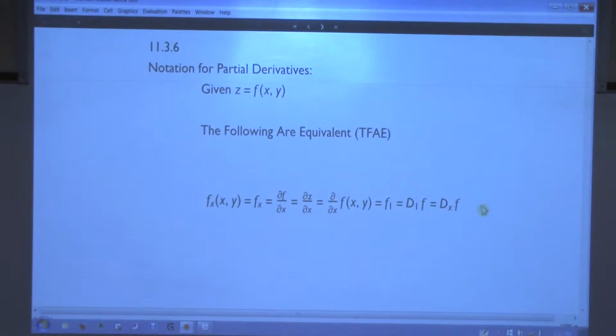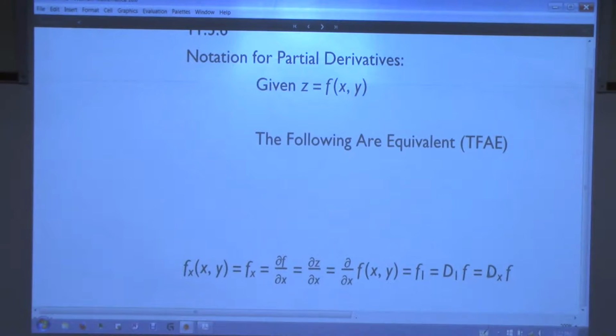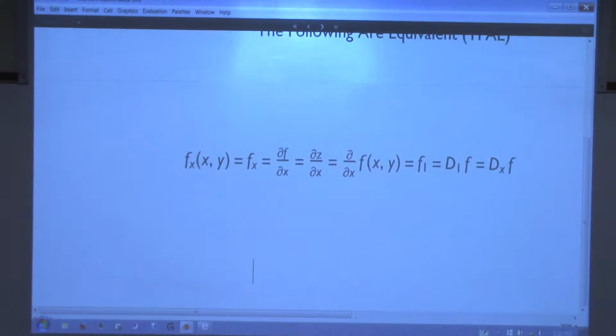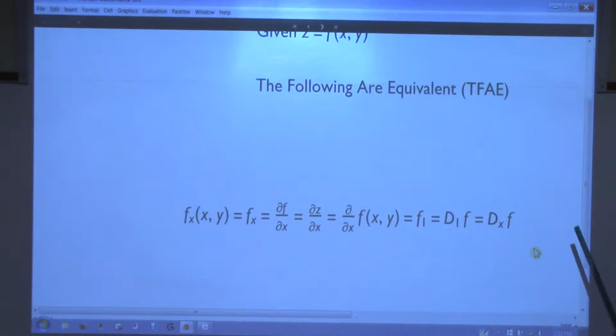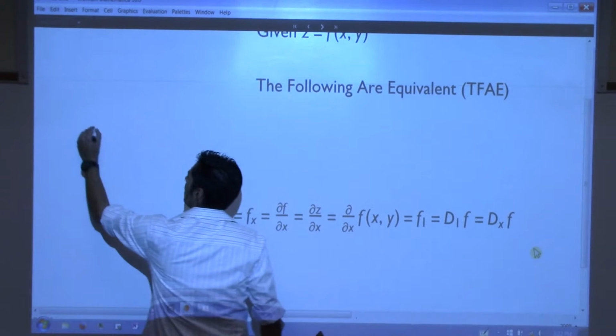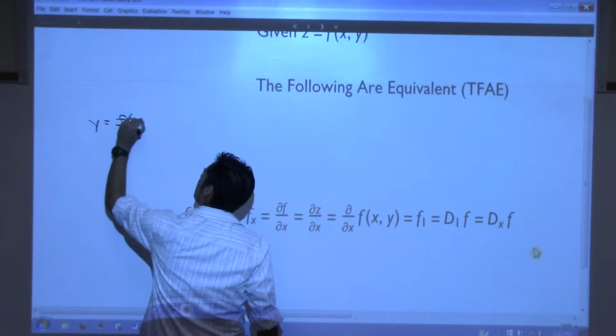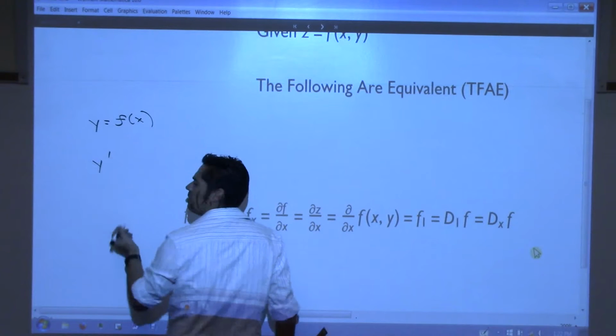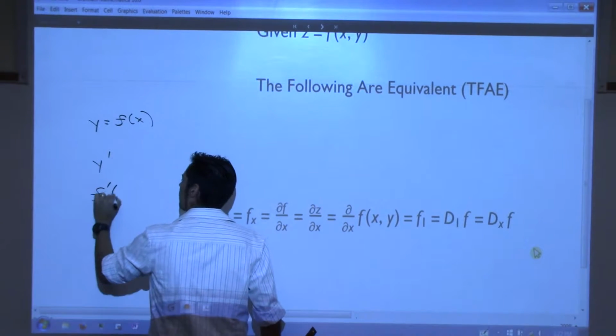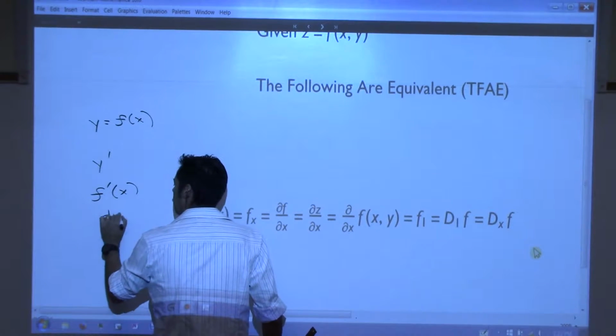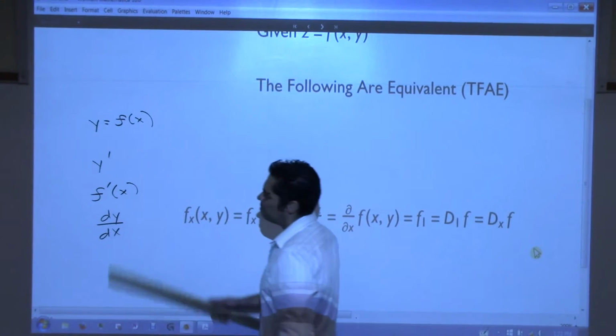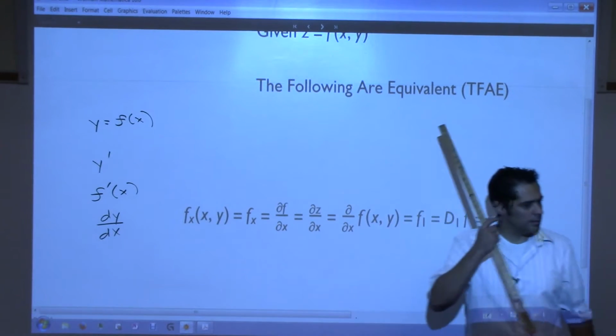All right, so now some notation. Remember with derivatives, we used different sorts of things. If y was equal to f of x, we said like y prime meant the derivative. We could write f prime x. We could write dy dx. Remember these different notations for the derivative in Cal 1?